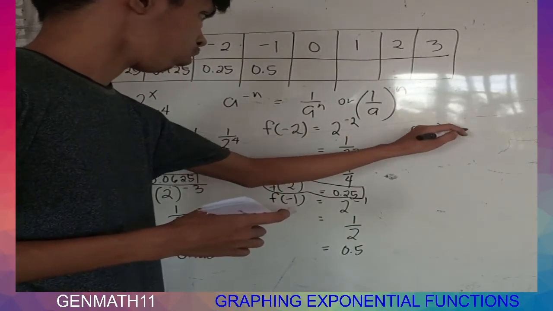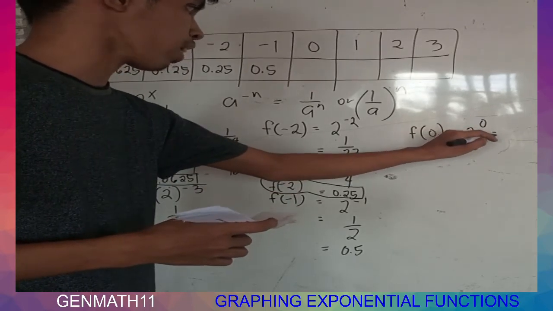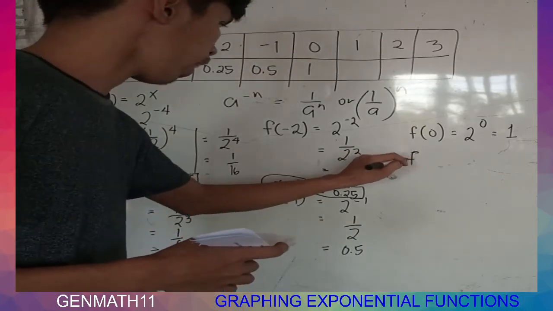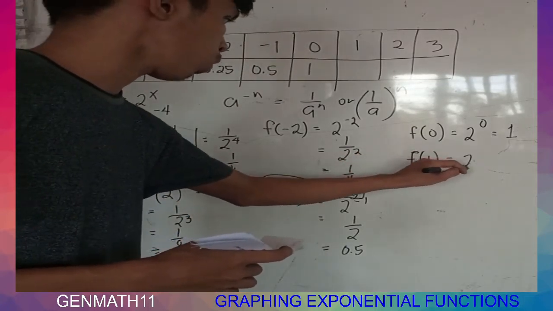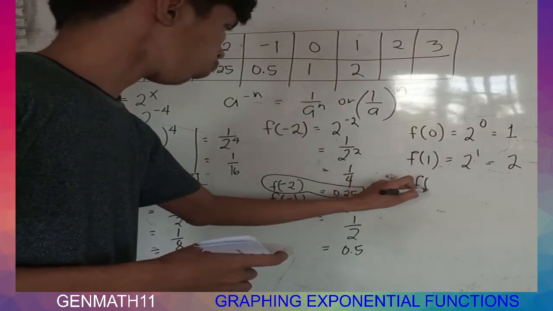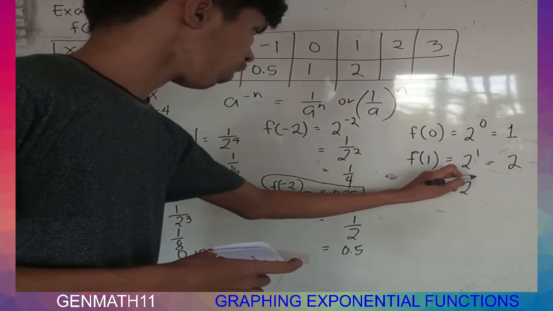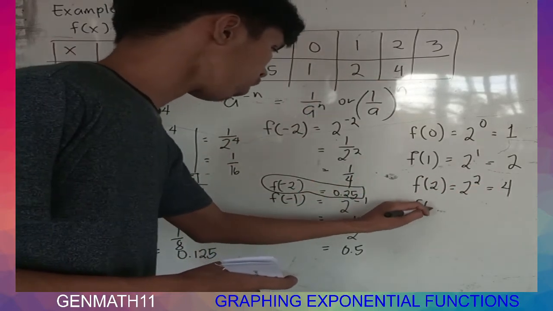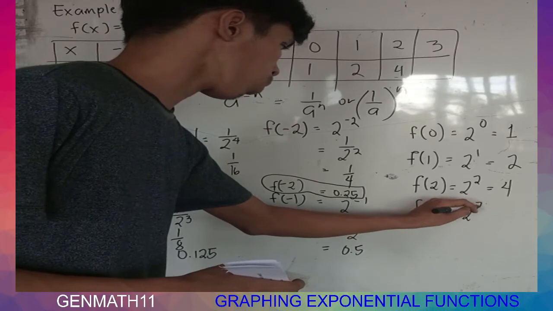So, next, ang gagamitin naman natin ay 0. 2 raised to 0, sagot niya ay 1. Then, sa 1 naman is 2 raised to 1 is equals to 2. Then, sa 2, 2 raised to 2 is equals to 4. Then, the other one is 3. 2 raised to 3 is equals to 8.